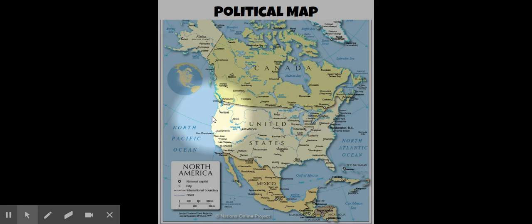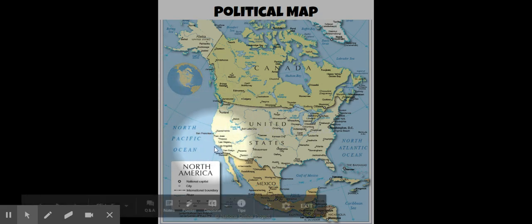You can see this on the political map. You'll notice that ships can travel from other continents and countries and transport their goods and services to the coastlines right here and along the Gulf.